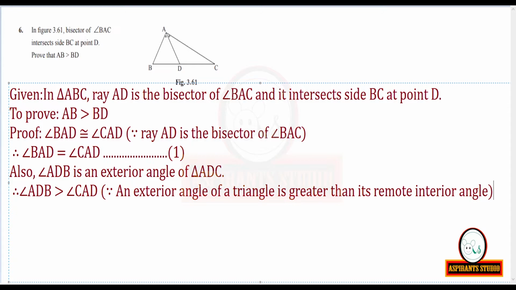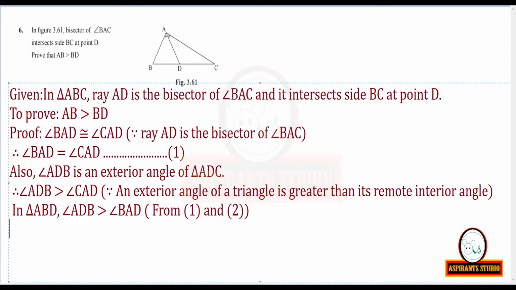Now from 1 and 2 we get, in triangle ABD, measure of angle ADB is greater than measure of angle BAD, because from the first equation we get angle CAD to be equal to angle BAD. So in the second inequality you can replace angle CAD by angle BAD because their measures are equal. So this inequality becomes measure of angle ADB is greater than measure of angle BAD.